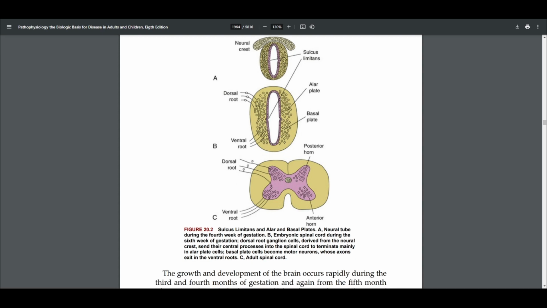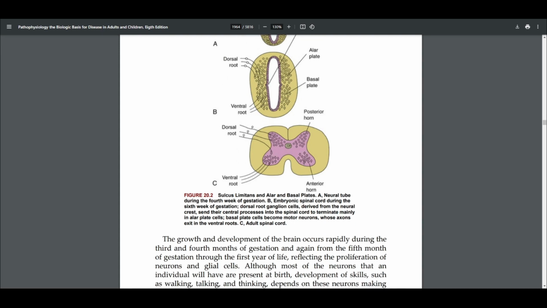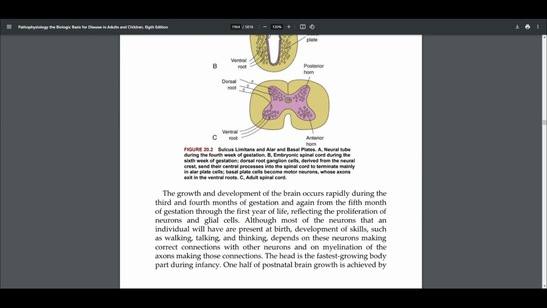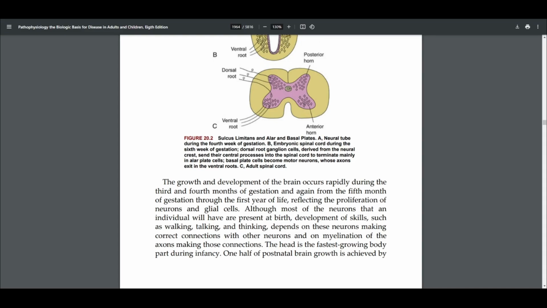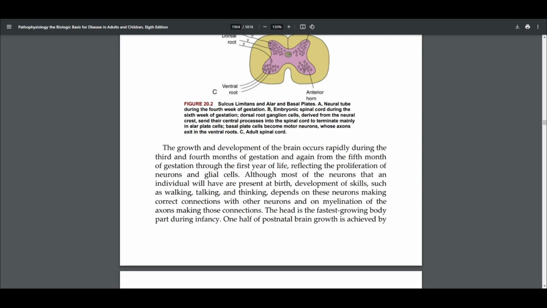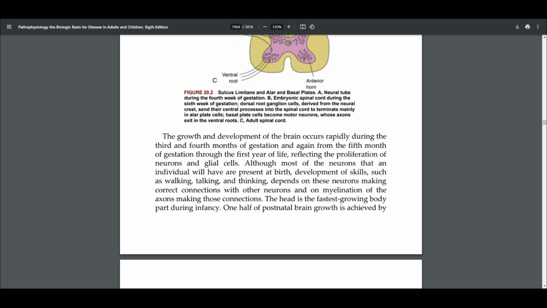The growth and development of the brain occurs rapidly during the third and fourth month of gestation, and again from the fifth month of gestation through the first year of life, reflecting the proliferation of neurons and glial cells, although most of the neurons an individual will have are present at birth. Development of skills such as walking, talking, and thinking depends on these neurons making correct connections with other neurons and on the myelination of the axons making these connections.